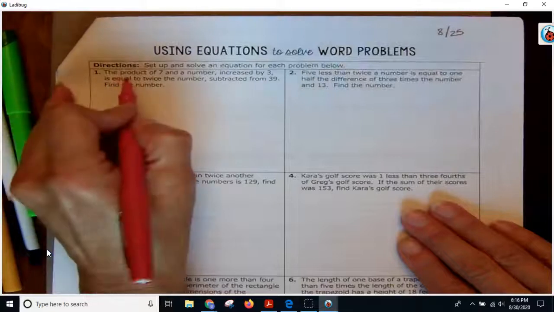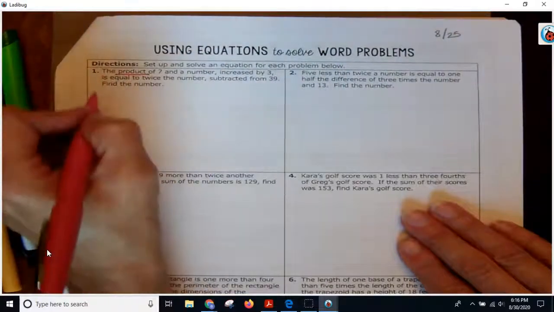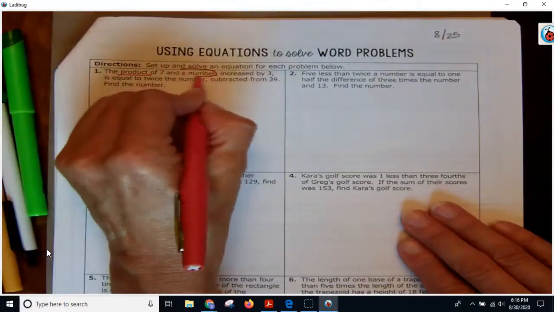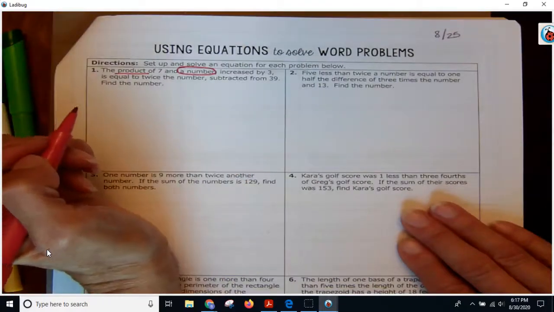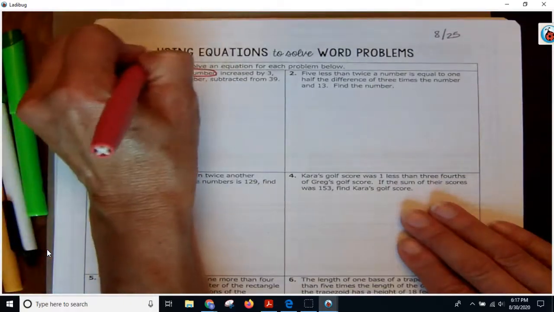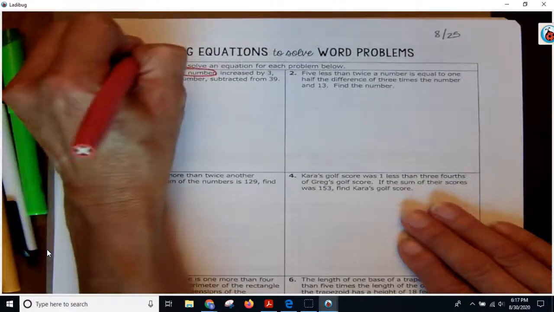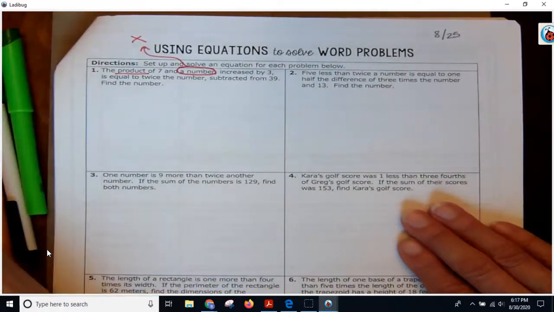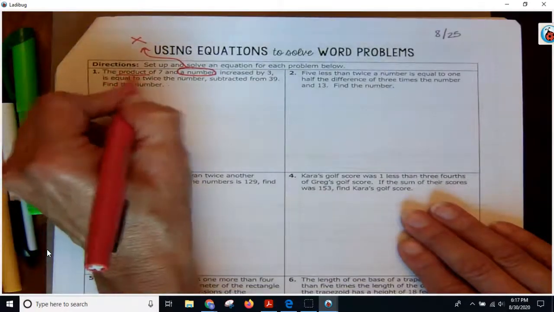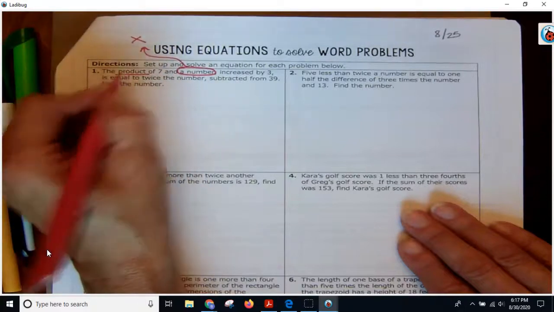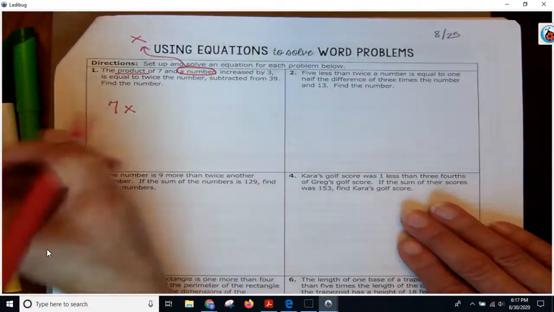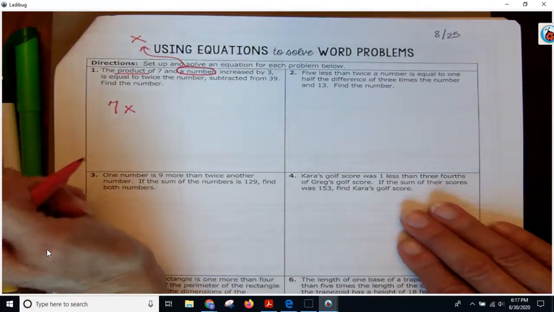So it says the product means multiply, the product of 7 and a number. Now since it says a number, this means an unknown number, right? So when we have an unknown number, we can use a variable. A lot of times we use x. You can use whatever variable you want, but x just seems to be the popular one. So the product of 7 and a number x, those are going to be multiplied.